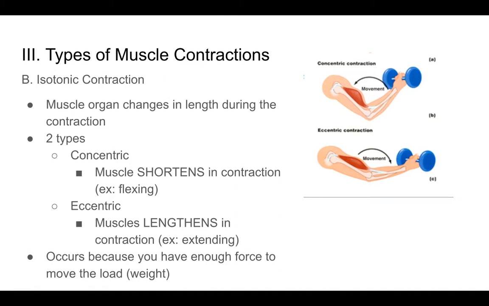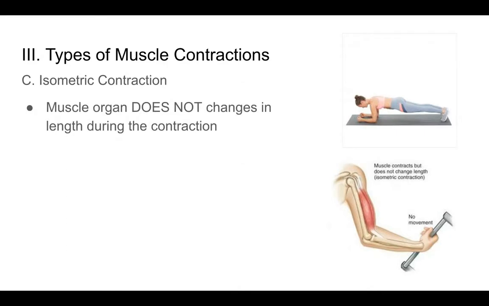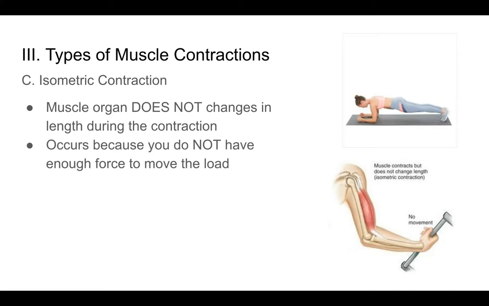The final type of muscle contraction is not an isotonic, but an isometric contraction. And so isometric contractions are when the muscle does not change in length during the contraction process, which sounds odd, right? But think about why this might occur. Because you don't have enough force to move the load that you're trying to move.